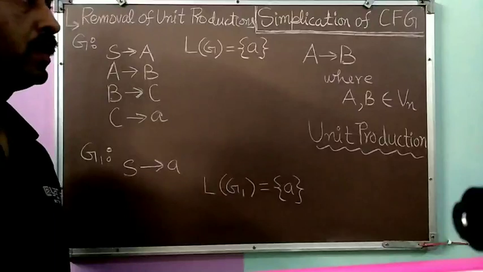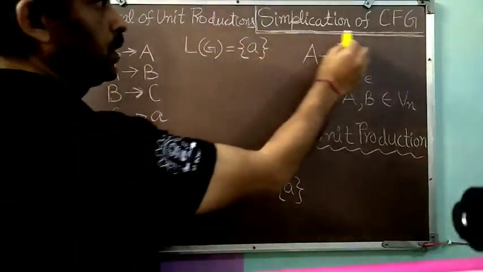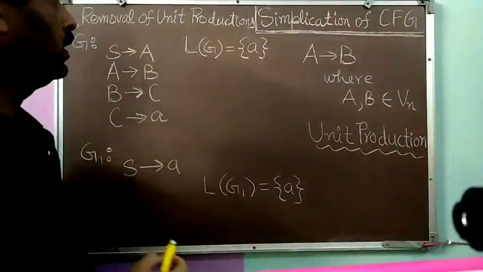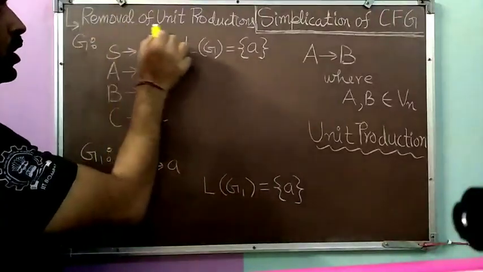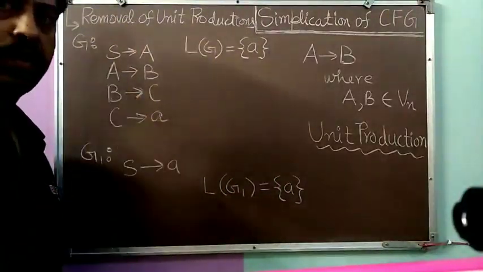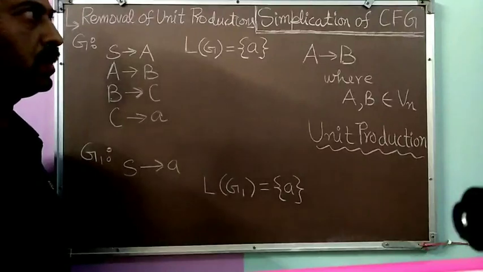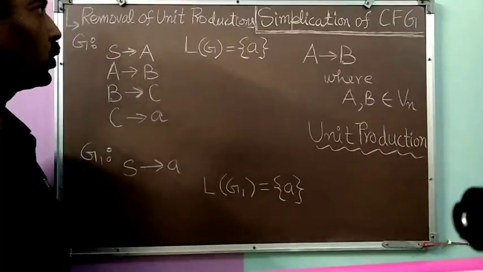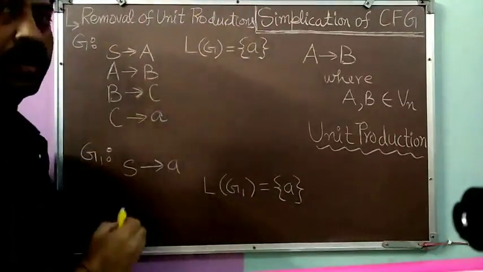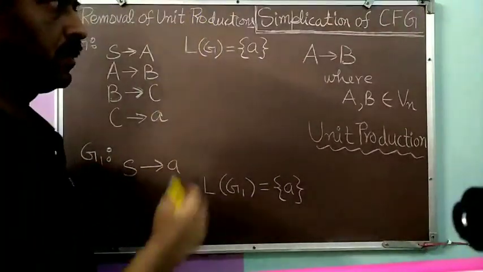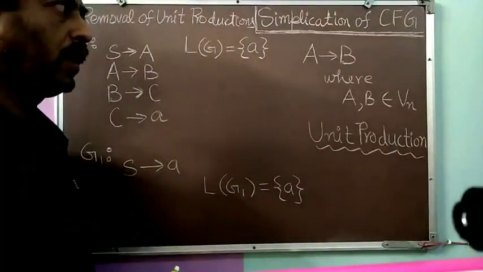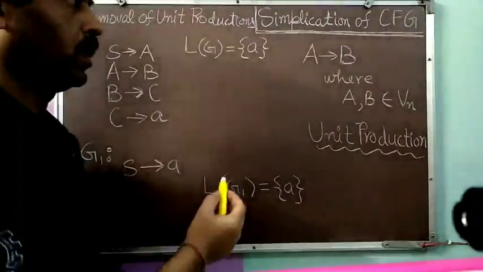Dear students, in this session of simplification of context-free grammar, we will discuss the removal of unit productions. We have discussed a total of 4 kinds of simplification, and this is the last, fourth one, the removal of unit productions. Before discussing it, we will first discuss what we mean by unit productions.